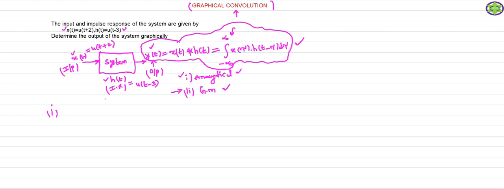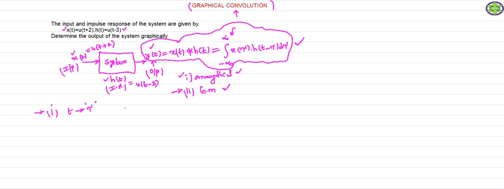Now the step number 1 is, if we observe the integral operation, here we have x of tau and h of tau as the signals. But in the problem x of t is given and h of t is given. Therefore to get x of tau and h of tau, you just replace t by another variable which is tau.